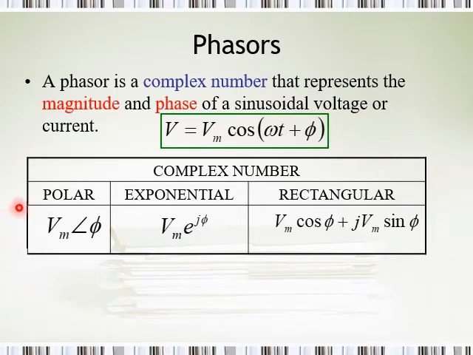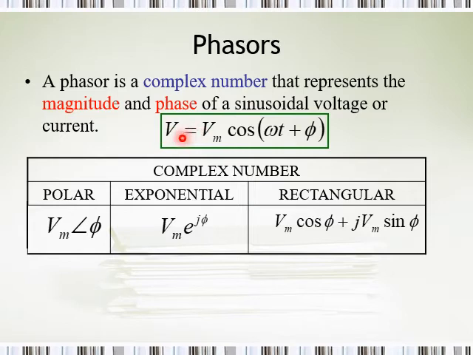So this equation in cosine wave can be simplified into complex number in the form of polar, exponential, and also rectangular. Okay, we will go one by one. However, in this class we will concentrate only on two, which are polar and rectangular.